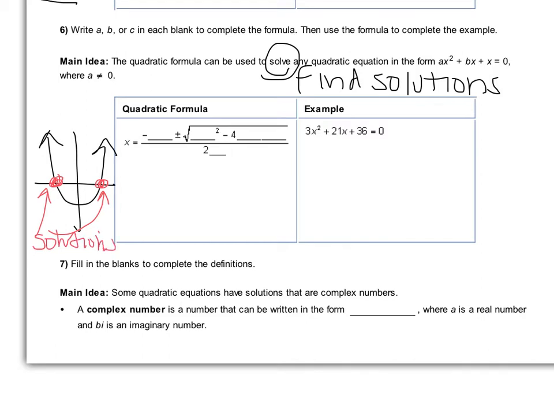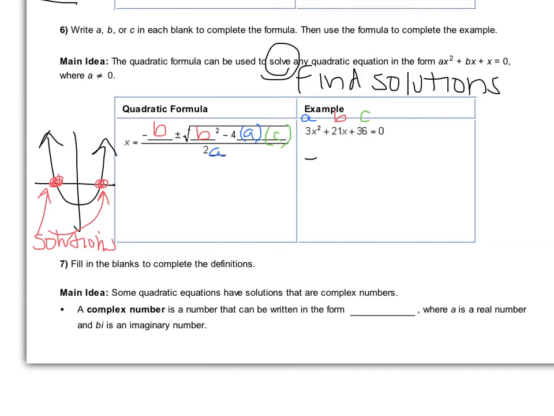The quadratic formula can always be used. It says x equals negative b plus or minus the square root of b squared minus 4 times a times c, all over 2 times a. And recall that a is the number in front of x squared, b is the number in front of x, and c is the number by itself. So all you have to do is plug in the numbers, and we always put them in parentheses.